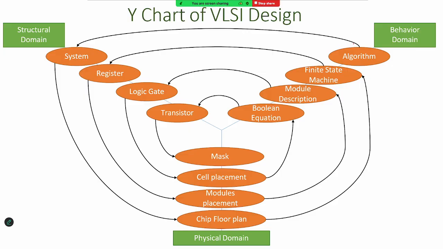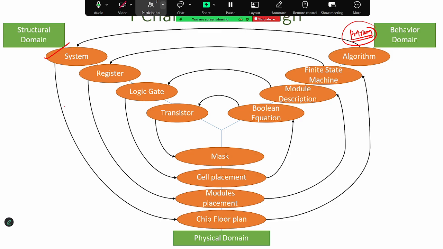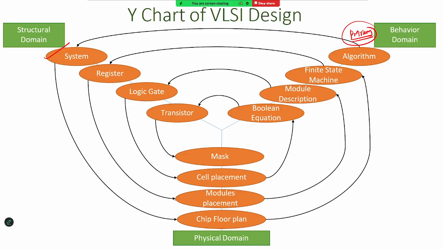So behavioral domain means what? First you will write an algorithm or a program. Algorithm, again it is coming to the system. After that system, what will come? Chip floor plan. This is the physical domain. Whoever the physical design engineers are, they will do the chip floor plan. After the chip floor plan, finite state machine, FSM. We already saw that, no? FSM, finite state machine.